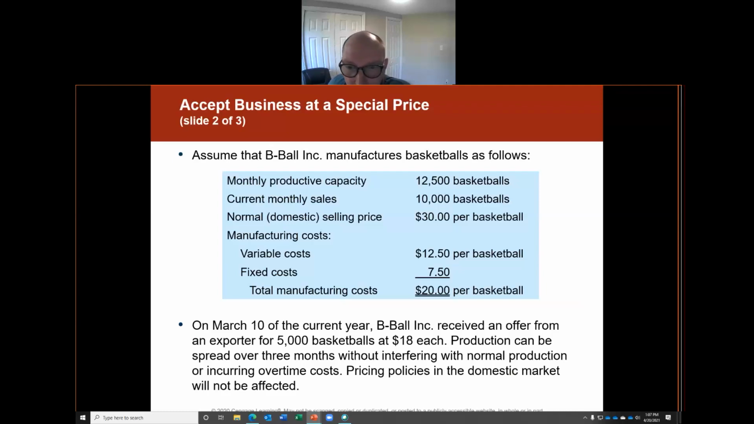They have capacity to produce 12,500 basketballs. They currently sell 10,000 a month. Their sales price is $30 per basketball. They have a total variable cost per basketball of $12.50, $7.50 per basketball fixed cost, total manufacturing cost of $20. We have a special order. This individual would like to export 5,000 basketballs at $18 a piece. I can already see a problem.